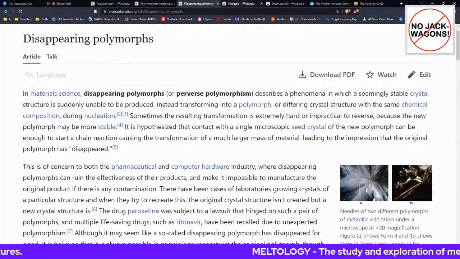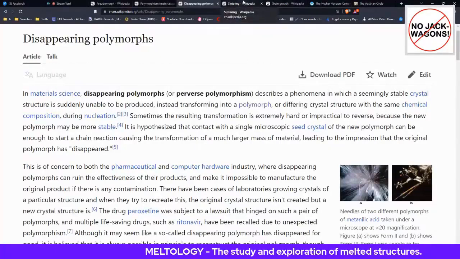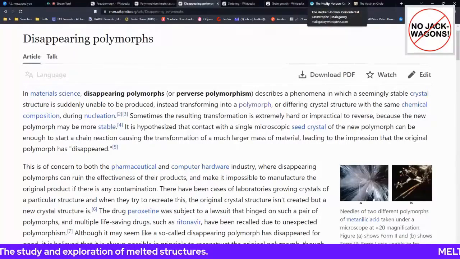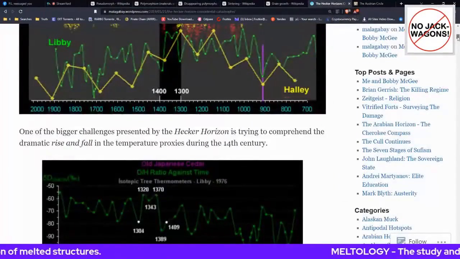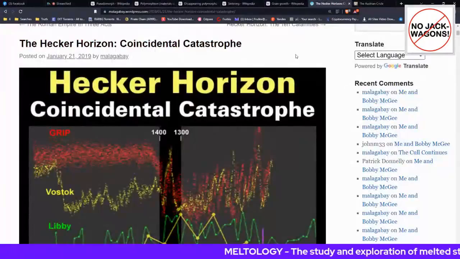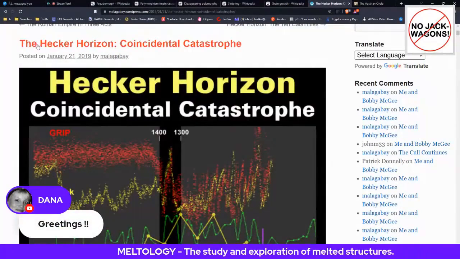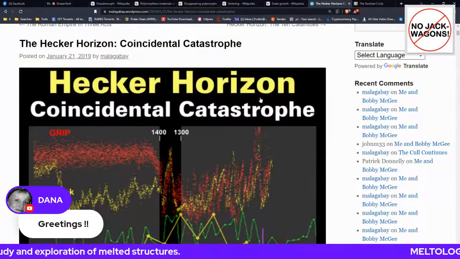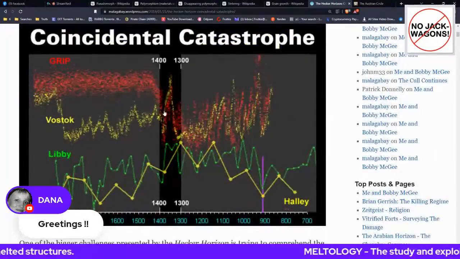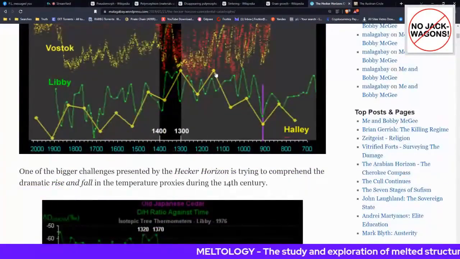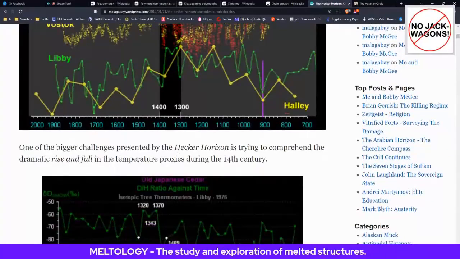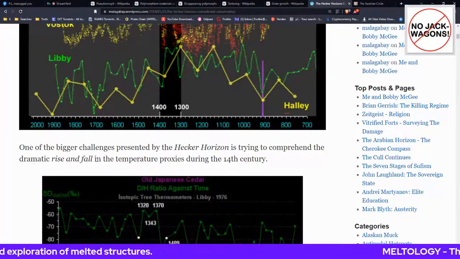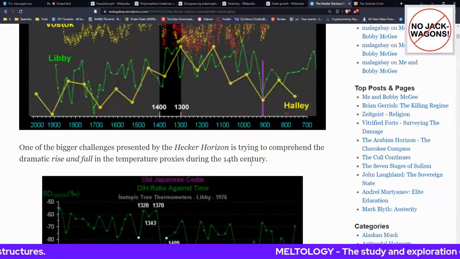So the new thing that I found a couple days ago, I'll start with where I found it and how I found it, because I was looking for something and I stumbled upon this link. It's called the Echo Horizon. They call this a coincidental catastrophe, but I didn't. This is not what I want to talk about, but it was interesting that they talk about how this Echo Horizon is trying to comprehend the dramatic rise and fall in the temperatures during the 14th century.